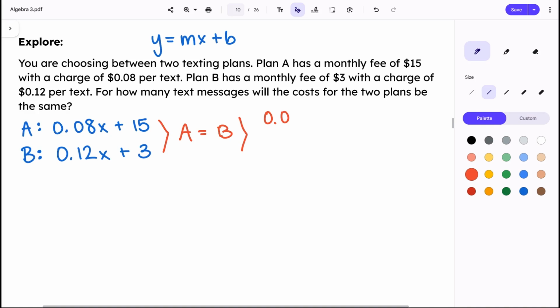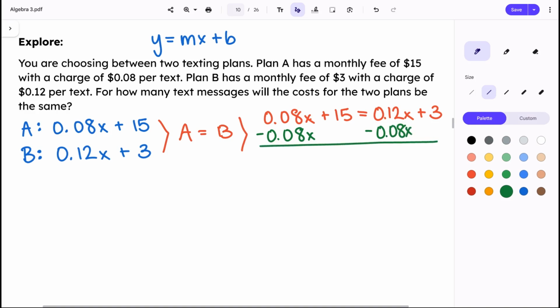So 0.08x plus 15, we're going to set that equal to 0.12x plus 3. Okay, I like to keep my x positive if I can, so I'm going to subtract the 0.08x. I'm going to drop down the 15. 0.12 minus 0.08 would be 0.04x plus 3. What would you guys do next?